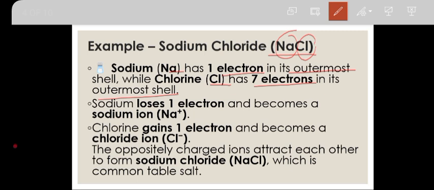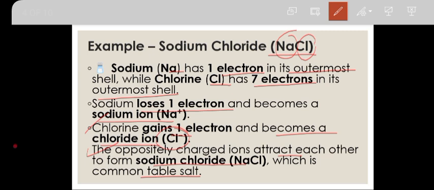Okay, sodium loses one electron and becomes sodium ion, that is Na+. Actually it is a cation. And similarly, chlorine gains one electron and becomes a chloride ion, and that is an anion because it contains the negative charge on it. The oppositely charged ions attract each other to form sodium chloride, written as NaCl, which is common table salt.